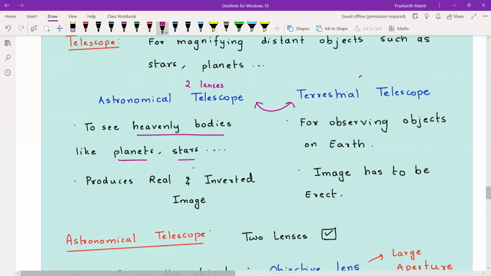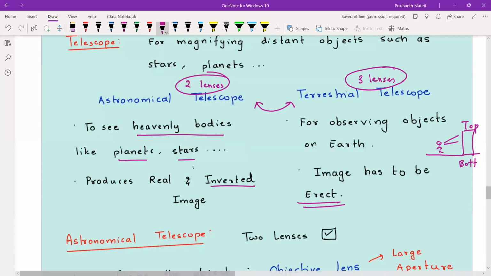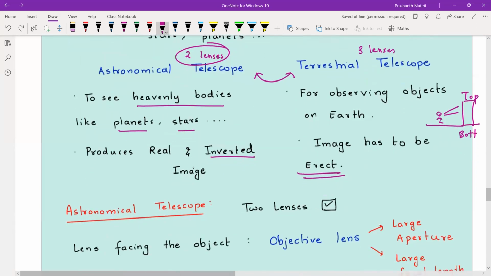The only difference here is that in the astronomical telescope we only use two lenses, and here we'll use three lenses. Just now we have seen whenever we use two lenses, it forms an inverted image. But if a person is seeing a building, the top should be top, bottom should be bottom, right? So the inversion should not take place. In order to see an erect image, we use a third lens, which we call an erecting lens. The extra lens makes sure the top will be top, bottom will be bottom. That is, an erect image is formed.